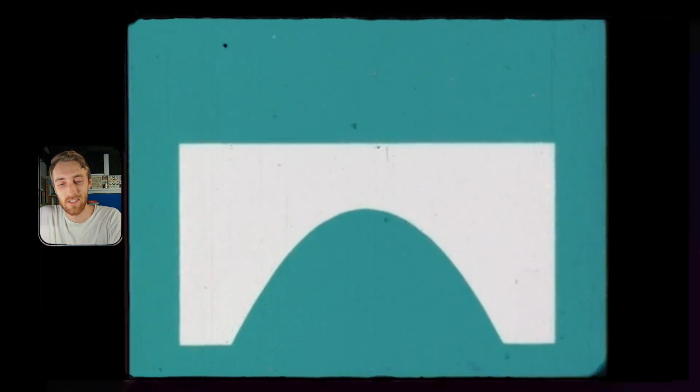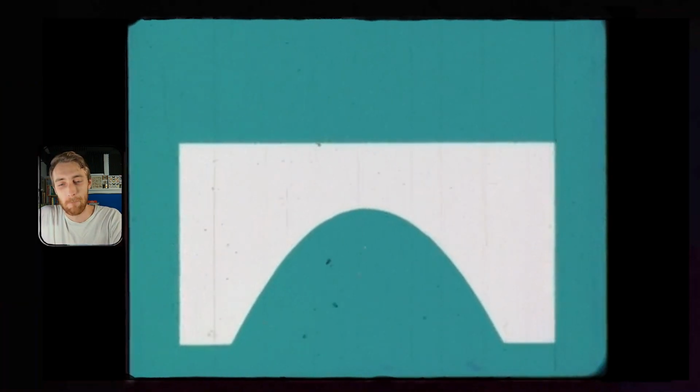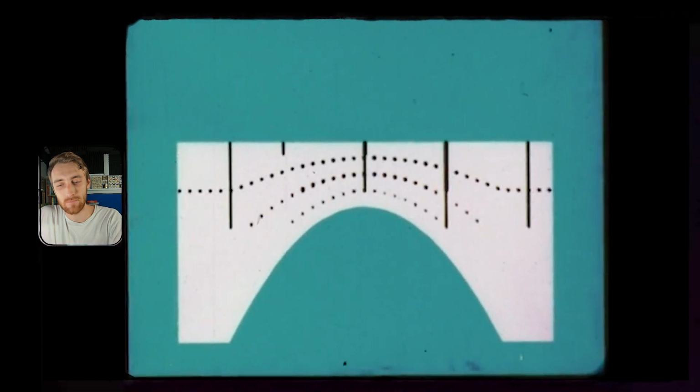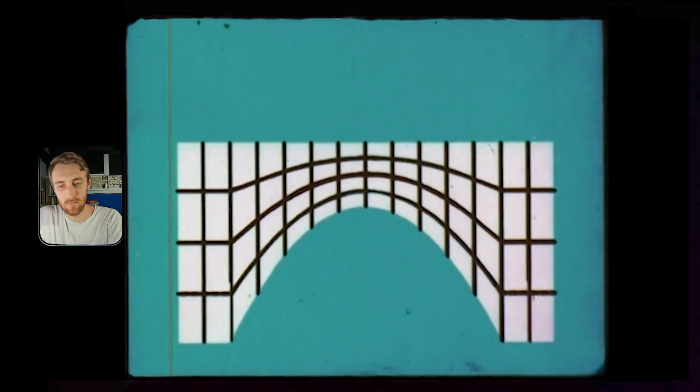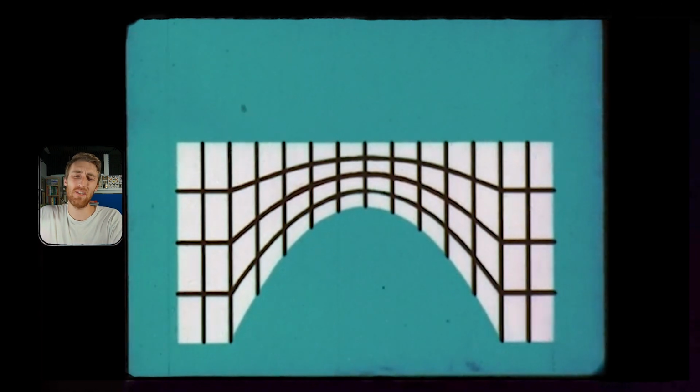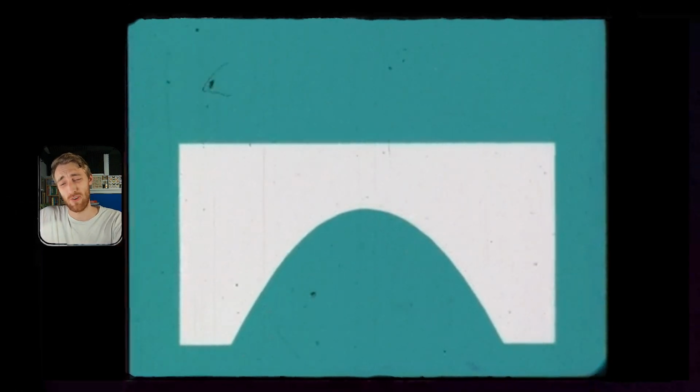...a single complicated shape with an approximately equivalent network of simple elements. The overall pattern of elements is referred to as... Dude, freaking real engineering-level animations right now. This is great.